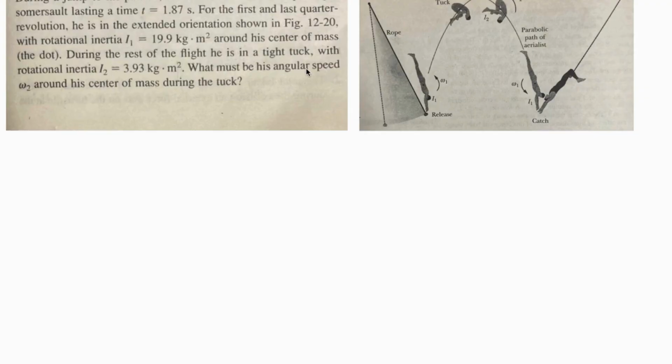Okay. So what does the question tell? During a jump to his partner, an aerialist is to make a quadruple somersault lasting a time t equals 1.87 seconds. For the first and the last quarter revolution, he is in the extended orientation with rotational inertia I1 equals 19.9 kg meter squared around his center of mass. During the rest of the flight, he is in a tight tuck with rotational inertia 3.93 kg meter squared. What must be his angular speed omega 2 around his center of mass during the tuck?